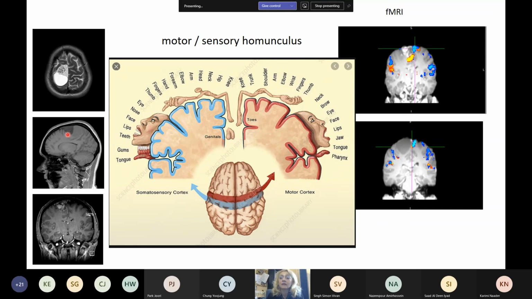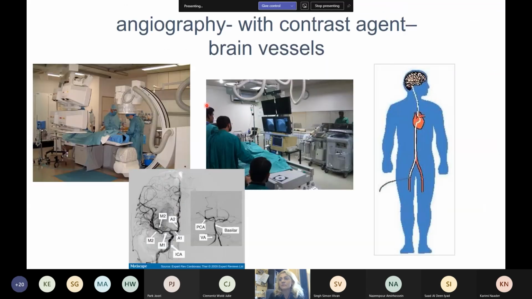So here, this thing is compressing the motor and sensory areas of the brain. Motor symptoms were very minimal, but there was sensory numbness of the lower limb, because of course it's on the medial side, motor and sensory, so the medial side is compressed, so she had lower limb symptoms.